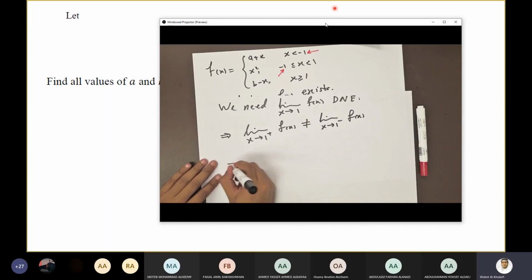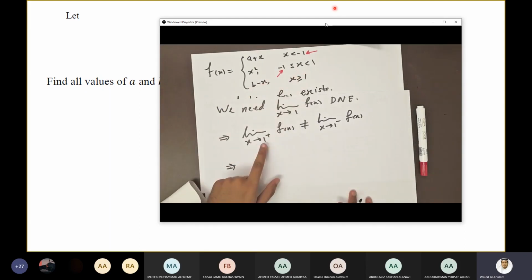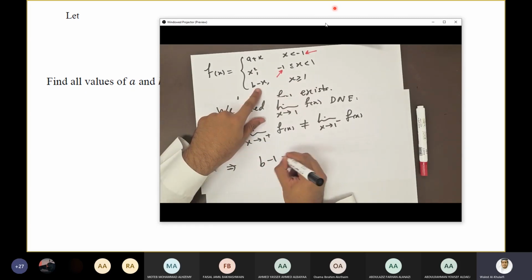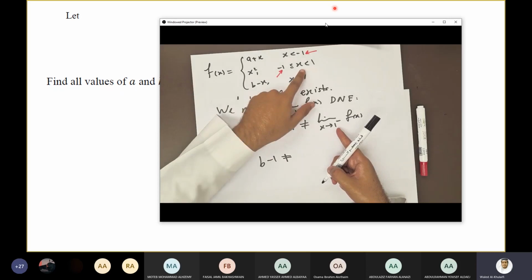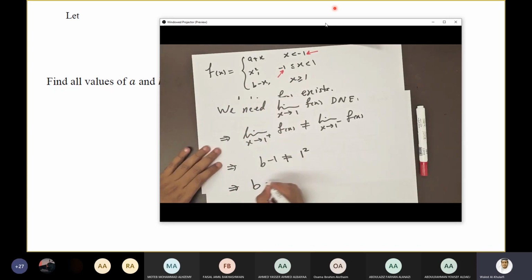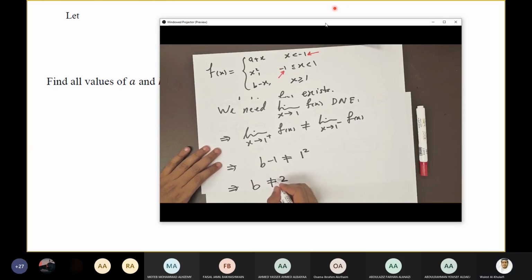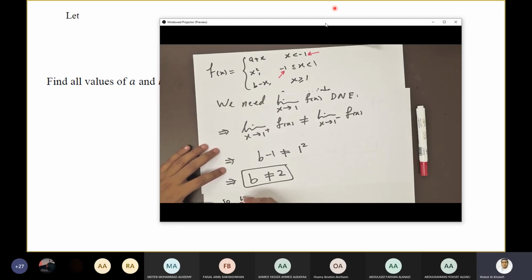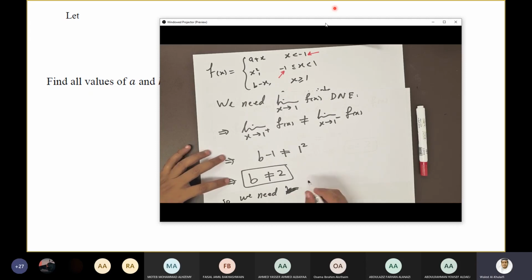But what does it mean? It means that I substitute here and here, right? So for the limit at 1 from the right, I'm here, so I substitute 1, so b minus 1. I don't need this to be equal to the one from the left, which is 1 squared, which is 1, right? So it means I don't need b to be equal to 2. So what are the values of b, Shabab? All the real numbers except 2.